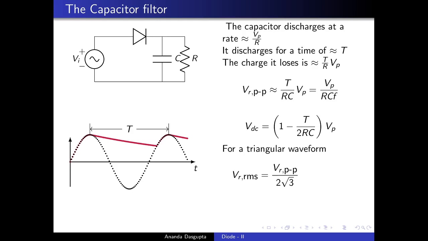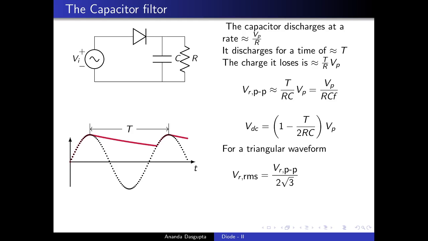Now, another thing that we need to calculate is the ripple factor, which essentially is the RMS value of the ripple voltage divided by the DC value of the ripple voltage. One important thing to bear in mind is that here we don't really have a sinusoidal voltage for the ripple. The ripple is really triangular. It goes up from plus V ripple peak to peak by 2 to minus V ripple peak to peak by 2, and goes straight up almost, and then carries out another downward line, and so on.